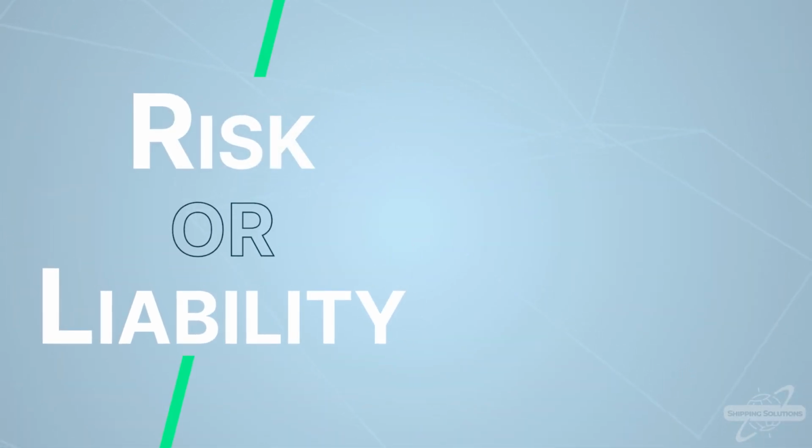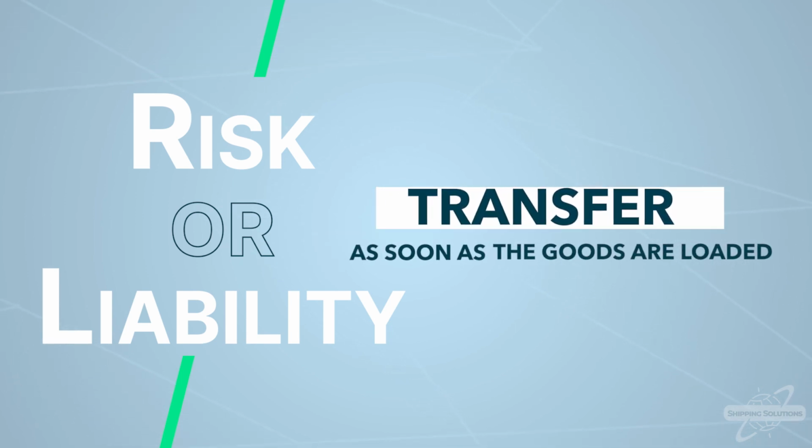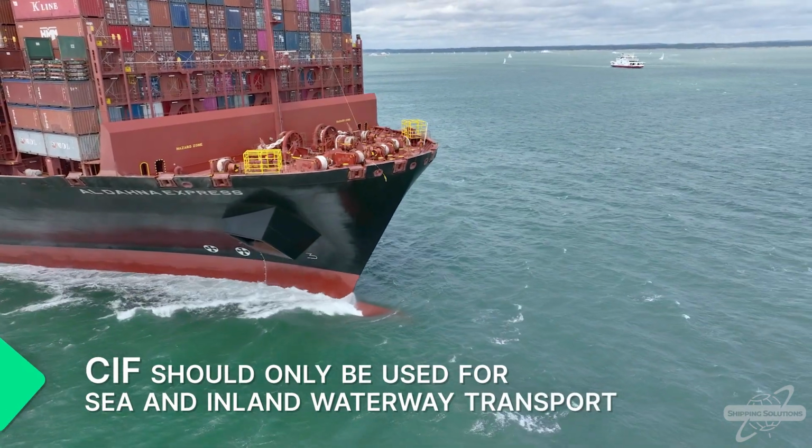the point of delivery. The risk or liability for the goods transfers from the seller to the buyer as soon as the goods are loaded on the vessel, before the international carriage takes place. CIF should only be used for sea and inland waterway transport.